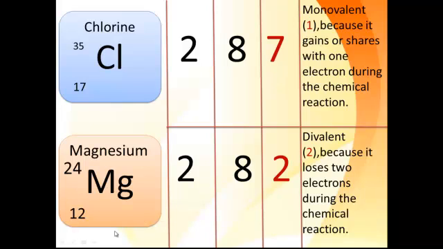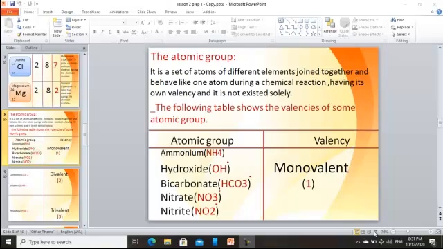Another example, magnesium. The atomic number of magnesium is 12, so the electronic configuration of magnesium is 2, 8, 2. Magnesium is a metal, so it tends to lose electrons.